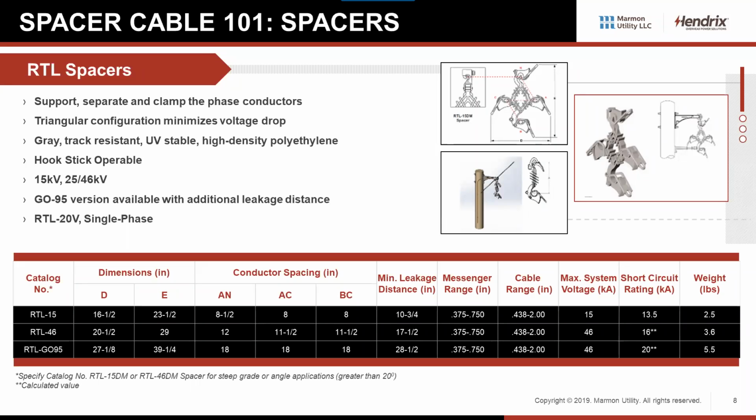We also make a single phase version. That's our RTL 20V. The 20V stands for 20 kV line to ground. So that's good all the way up to 35 kV system voltages. So we really only have one size for those. And something that we don't show on here, we also make a DM version of all of our spacers. It's got a bolted connection for the connection to the messenger. So we use those in high wind areas and any areas where there's a significant slope or change in elevation.